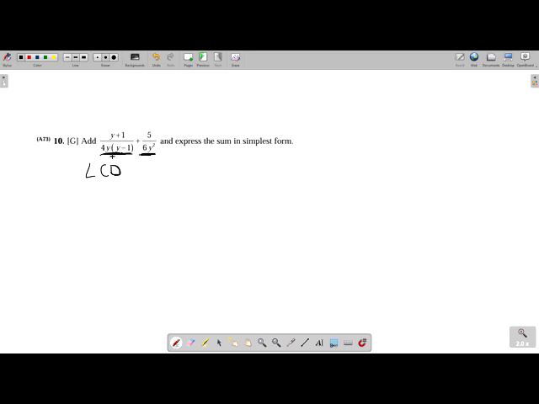Multiply by 3y. Why y with the 3? Because the second fraction has y squared, and we want it to be y squared as well, so it's going to be 3y. 12y squared.